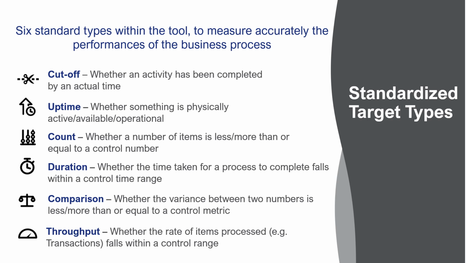We can map an event to a cutoff. In other words, did an event happen by a certain time? We tell you uptime, how long has a service or process been available? Count, how much of something occurred in a certain time period? Duration, how long did something take to complete? Comparison, how does value A compare to value B? And throughput, how many events happened per time period?